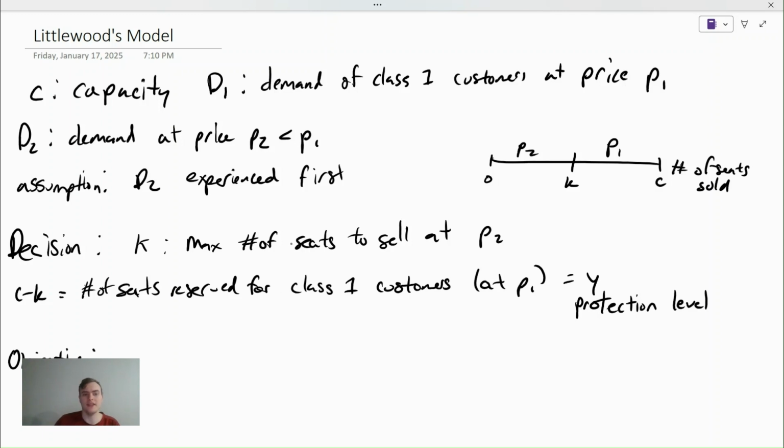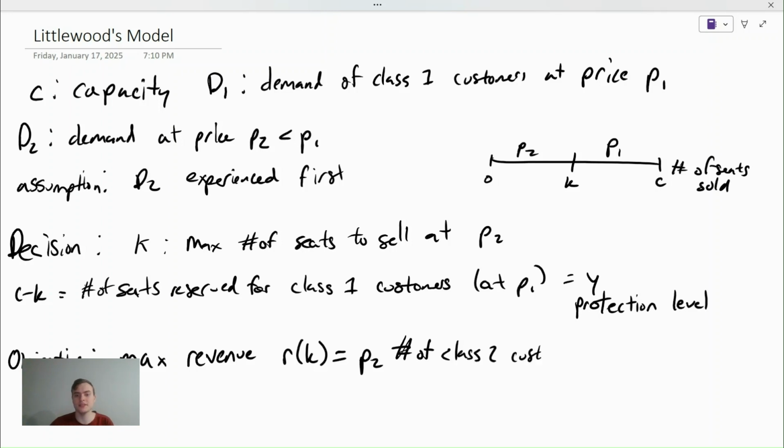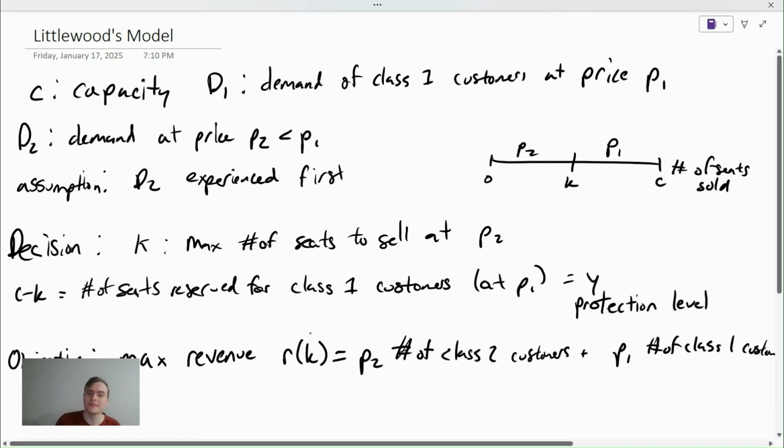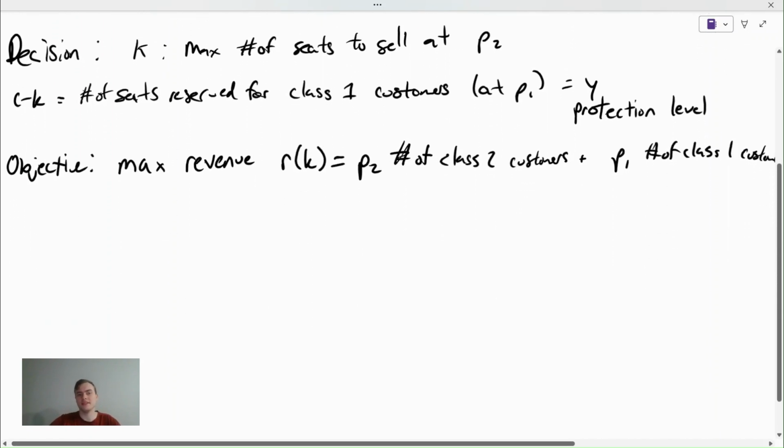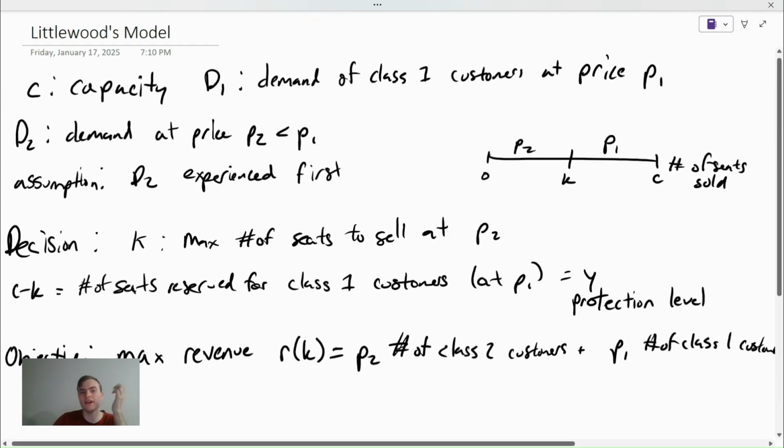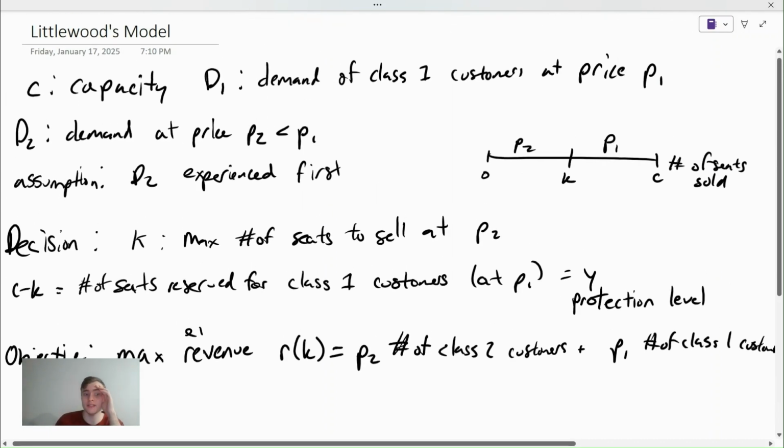Whenever we have an optimization problem, when we're maximizing or minimizing a function, we want to write out what that function is. So in this case, it's going to be to maximize revenue, which we'll say is R of K. That's going to be P2 times the number of class 2 customers plus P1 times the number of class 1 customers, right? We want to write a function so that if we choose K, we can calculate the revenue. And revenue depends on these random variables for demand, so we're actually going to maximize the expected revenue, right? And then we want to find the expected number of class 2 customers.